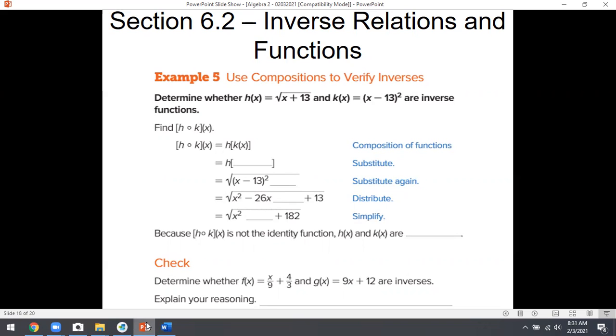It looks promising. They kind of look like inverses, would you agree? One's got a square, the other one's got a square root. Those are opposites, right? One's got a plus 13, the other one's got a minus 13. Those are opposites of each other. So it's promising. Let's see if it is.